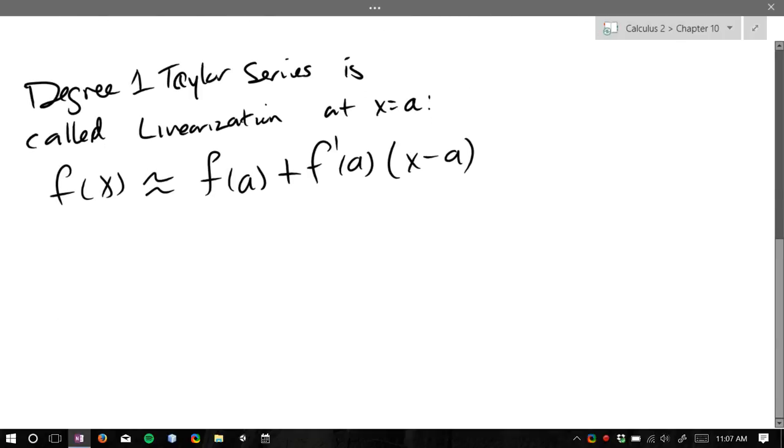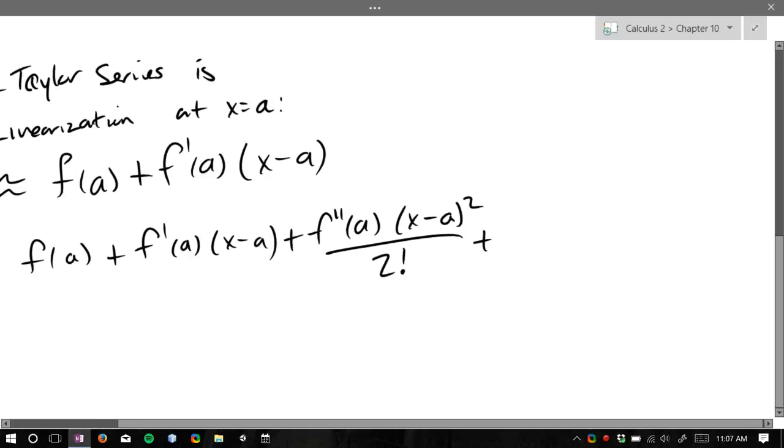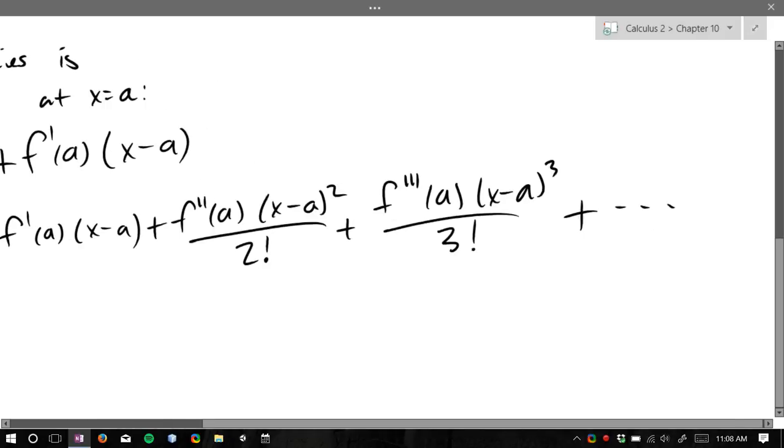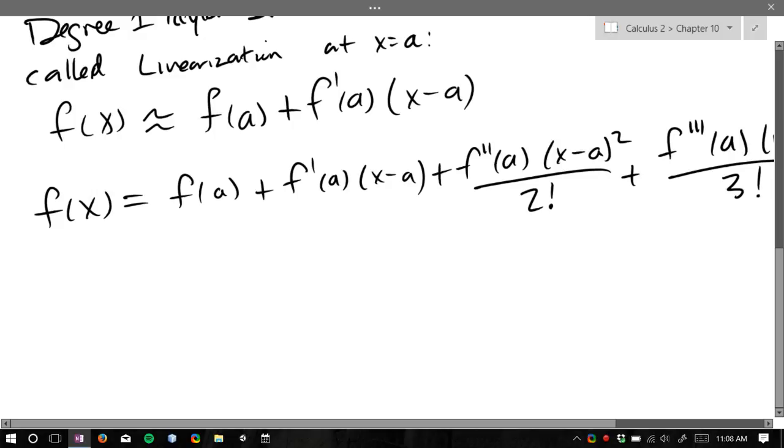So Taylor series, how does it change this? Well, if you take infinite derivatives and have an infinite series added together, you actually get that it will be equal to f(a) plus f prime(a)(x minus a) plus f double prime(a)(x minus a) squared divided by 2 factorial plus f triple prime(a)(x minus a) cubed over 3 factorial, etc., etc. So if you go forever, you will have equality with f of x.